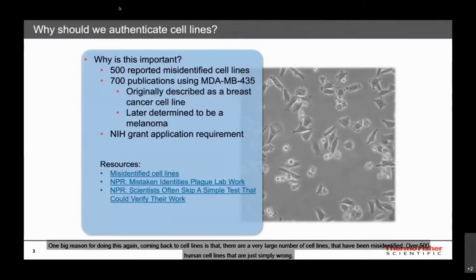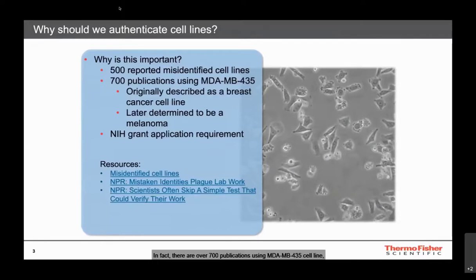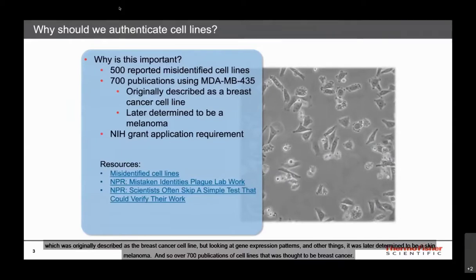One big reason for doing this, again, coming back to cell lines, is that there are a very large number of cell lines that have been misidentified. There are over 500 human cell lines that are just simply wrong. In fact, there are over 700 publications using the MDA-MB-435 cell line, which was originally described as a breast cancer cell line, but looking at gene expression patterns and other things, it was later determined to be a skin melanoma. And so over 700 publications of a cell line that was thought to be a breast cancer cell line are actually based off of a melanoma cell line. So it's extremely important to make sure that your cell line is accurate.